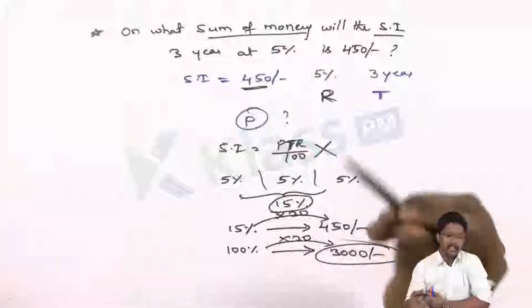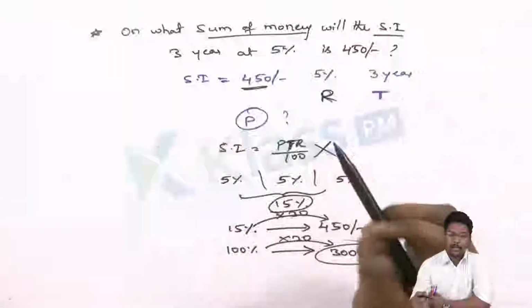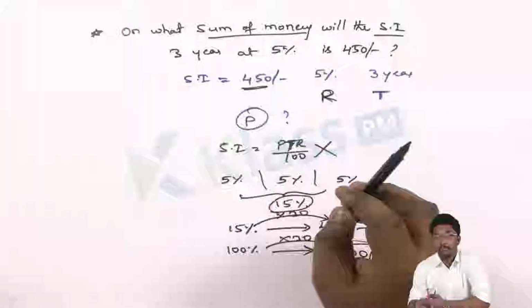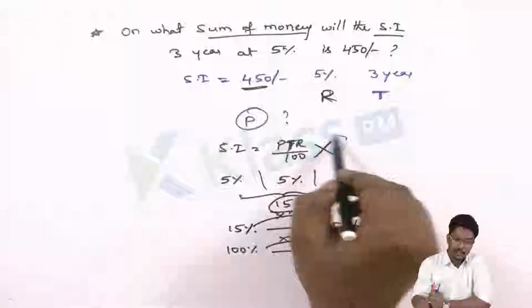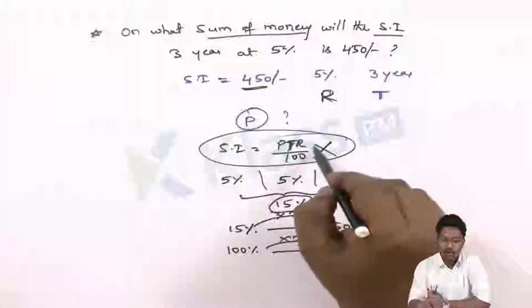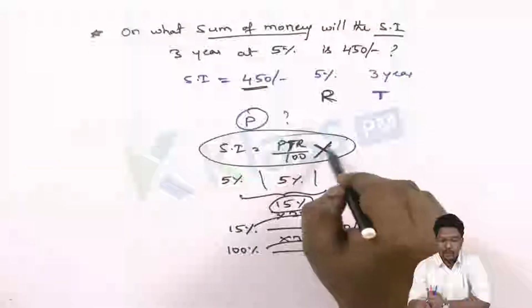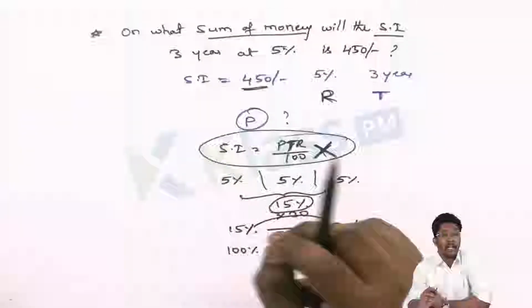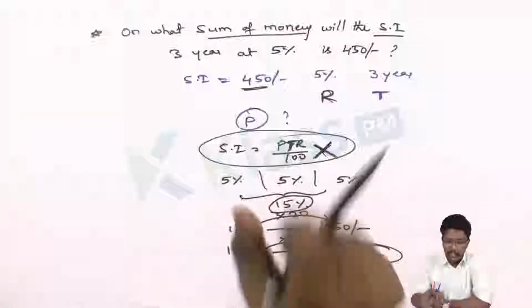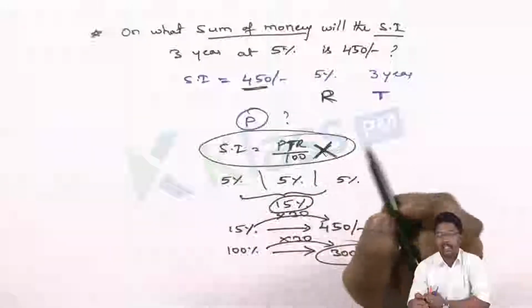Like this, they will give three parameters and ask for the remaining one in the formula. So don't always use formulas, because if you use formulas, you will get stuck at the calculation part. But if you go by this method, then you will easily get the answer.